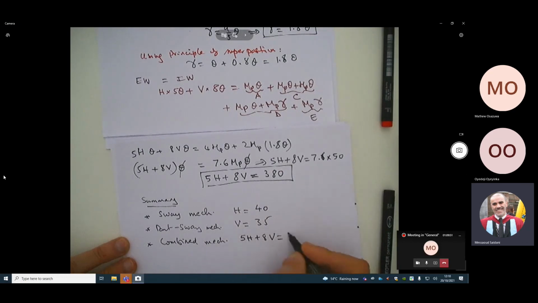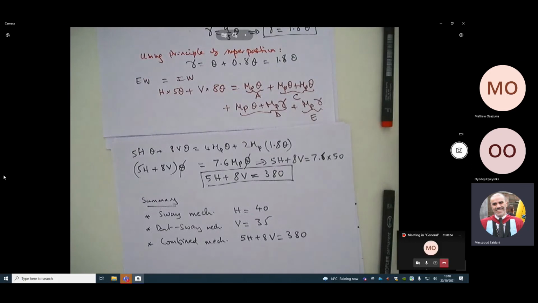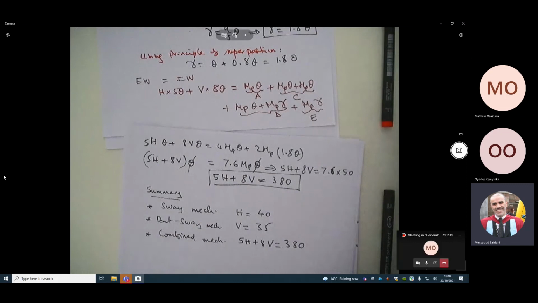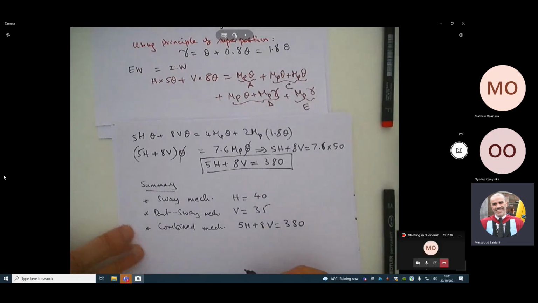plus 8V equals 380. It's not equal, sir. Not equal, it's 480. 480 or 380? When we calculated it, 40 times 5 plus 3 plus 5 times 8 is 480, not 380. So there's a problem. It should be 380. Where did you get 480 from? We substituted the H and the V. The answer is 380, definitely.